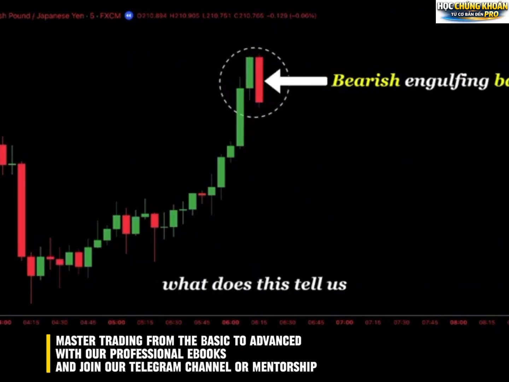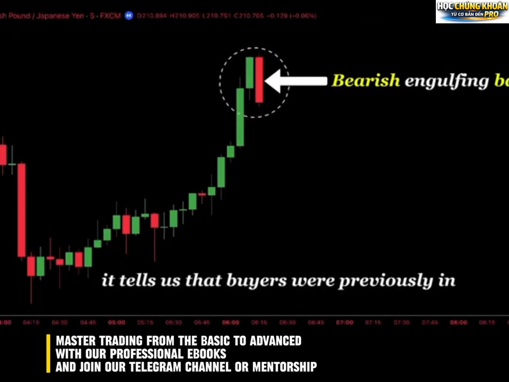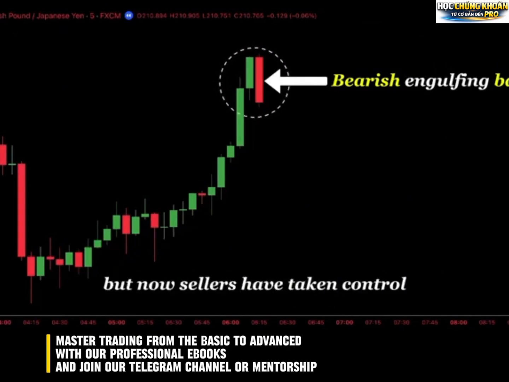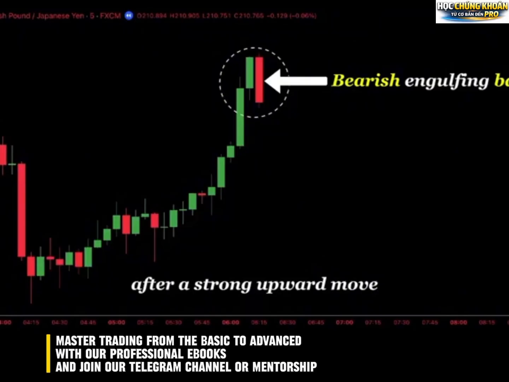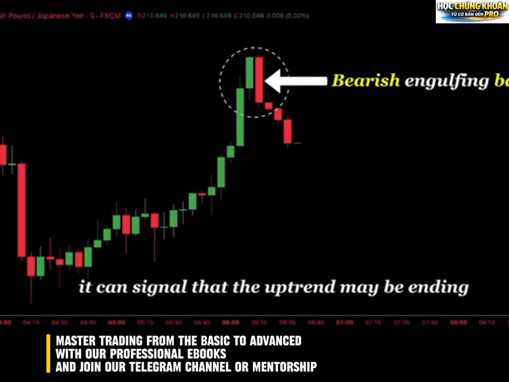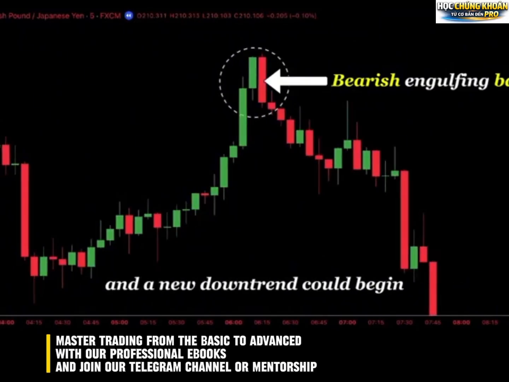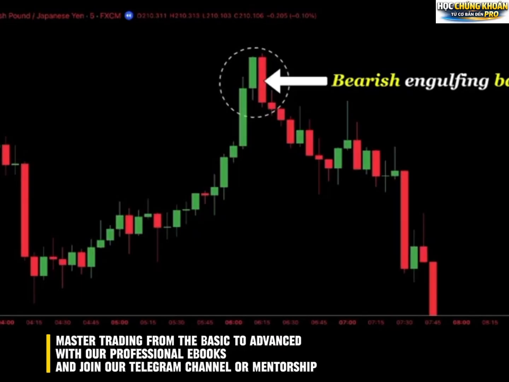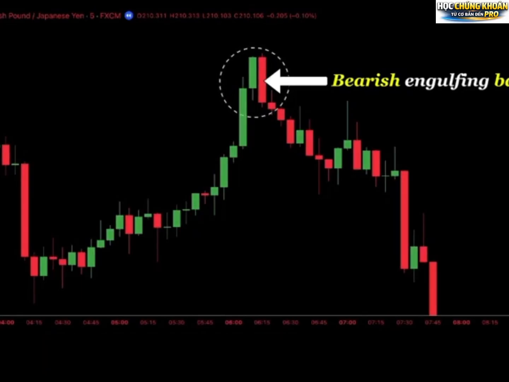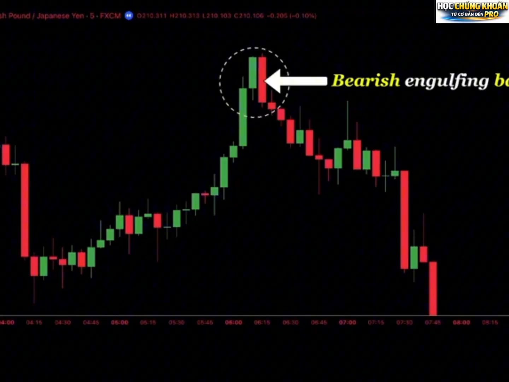What does this tell us? It tells us that buyers were previously in control of the market, but now sellers have taken control. And when this kind of shift happens after a strong upward move, it can signal that the uptrend may be ending and a new downtrend could begin. So, as you can see, even with this small amount of knowledge, you can already start understanding where the market might move next. But this is still not enough to become a complete chart analyst. That's why you should stay until the end of this video, because what you're about to learn next will completely change the way you analyze the market.